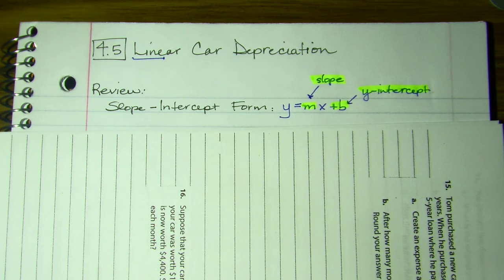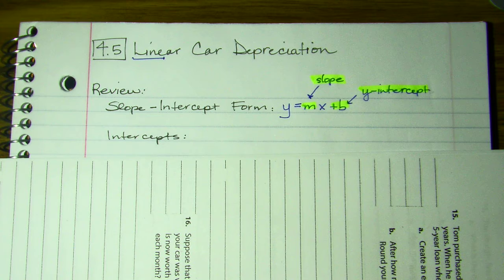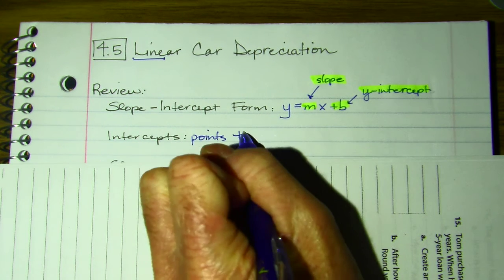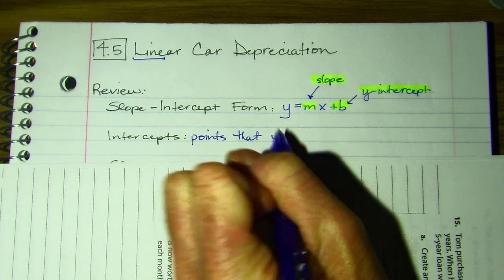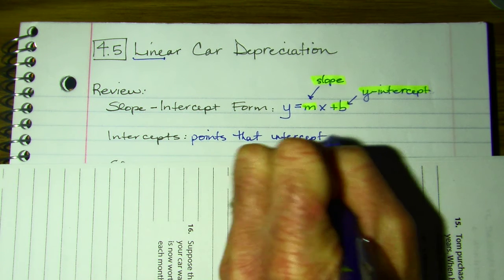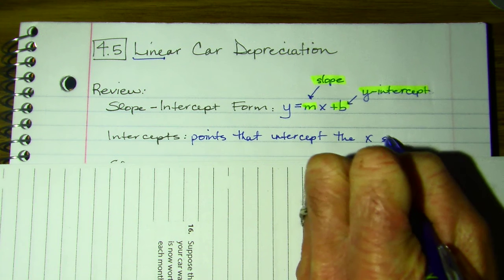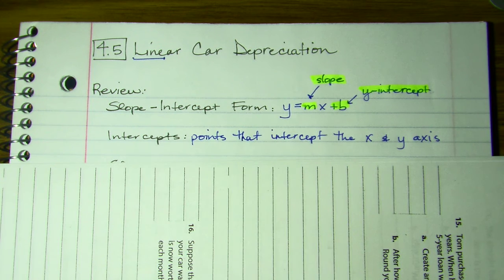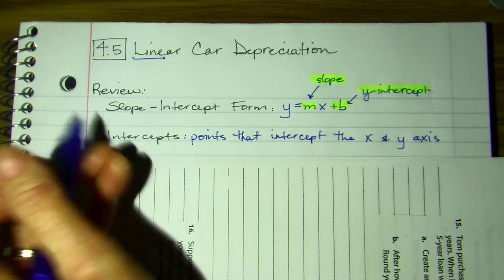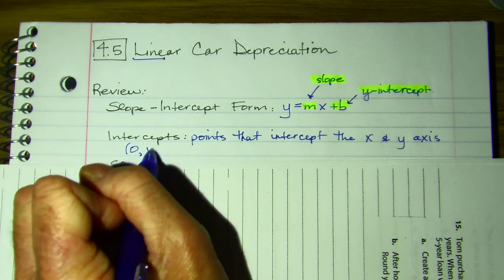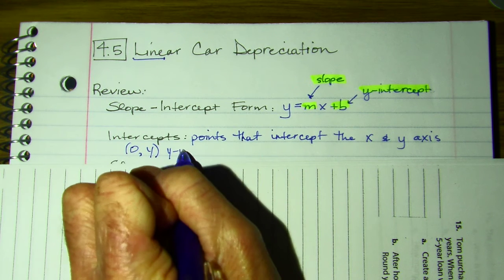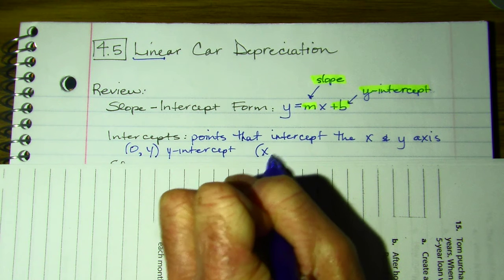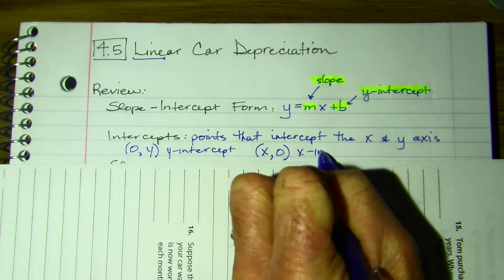The next thing I wanted to review with you is what intercepts are. So intercepts are points that intercept the x and y axes. So these are points that lie on the x-axis or on the y-axis. So for example, if x is 0 and I have a value for y, that is my y-intercept. If I have an x value but 0 for y, that is an x-intercept.